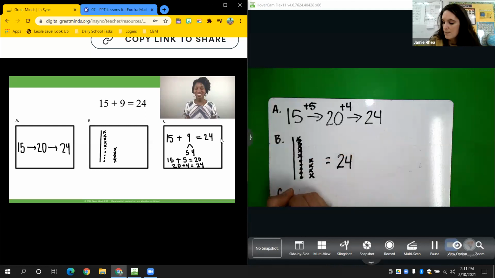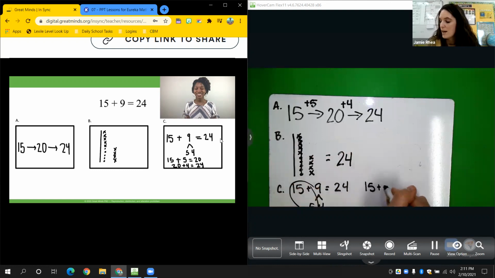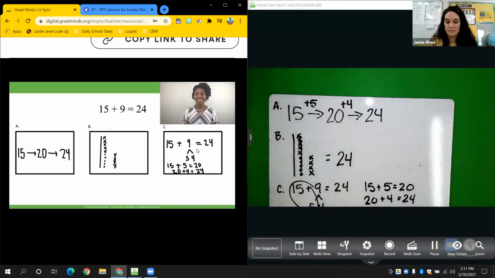Now, on C, they had 15 plus 9 equals 24. They broke apart 9 into 5 and 4. Then we added 15 plus 5 to get 20. And then they added 20 plus 4 equals 24. So on A, we had to add to box B and box C.